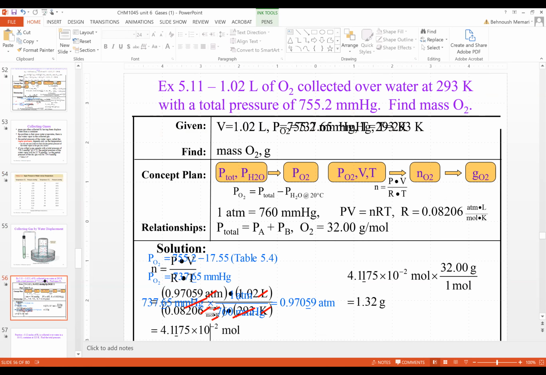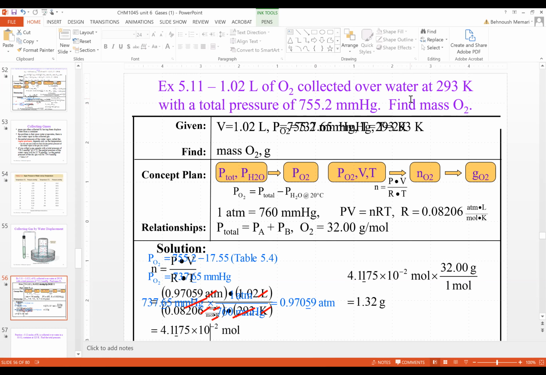So if you look at this question, it is asking: 1.02 liters of oxygen collected over water at 293 Kelvin with a total pressure of 755. Find the mass of O2.